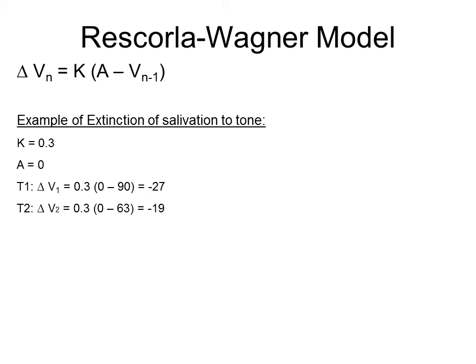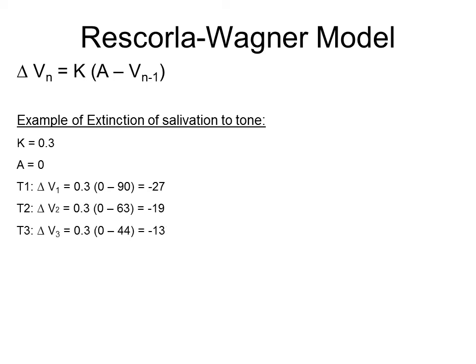Well, we started with 90, but we lost 27 units after the first trial. So 90 minus 27 is 63. 0 minus 63 is negative 63 times 0.3. That's negative 19. So we lost an additional 19 associative units on trial 2.